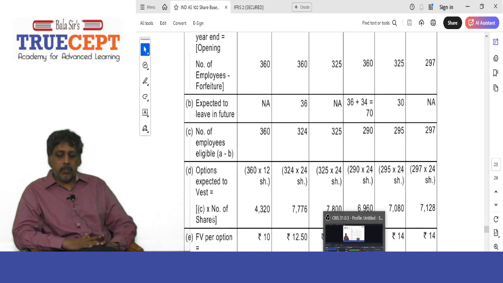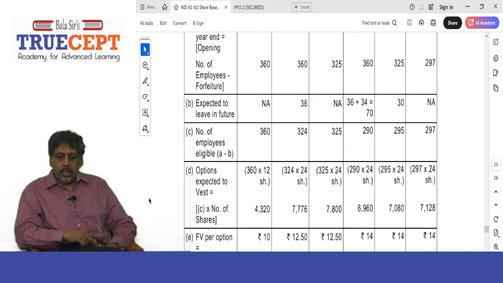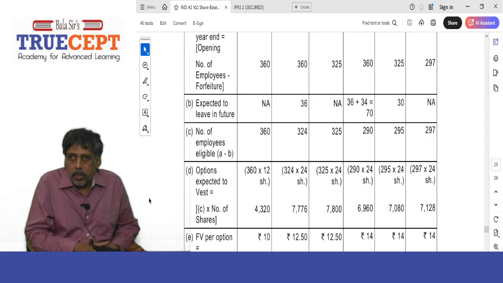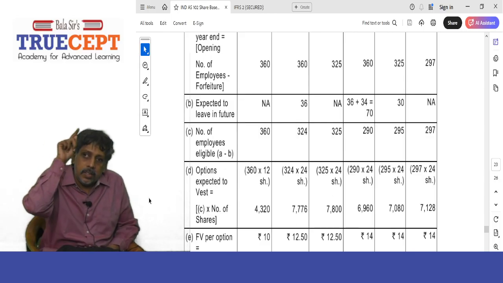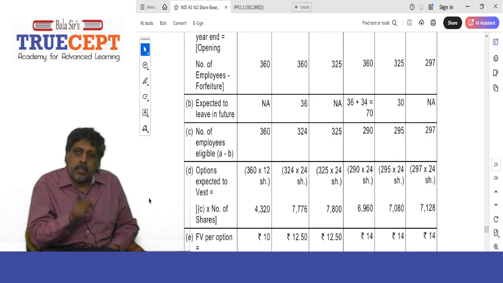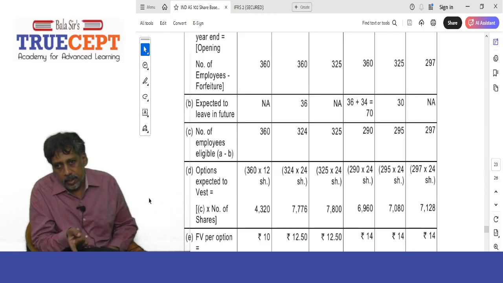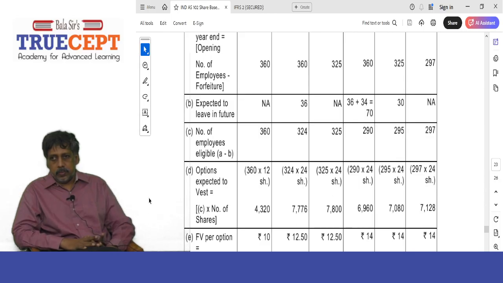Please remember, after 40 employees left, 360 are there at the end of first year. They satisfy the G1 vesting condition. Understood? And minus 36, all are predictions. How many will satisfy the G2 vesting condition and G3. But now focus on G1. Out of 360, how many exercise that option? 350. And 10 do not exercise. Is that clear? Yes. Got it?